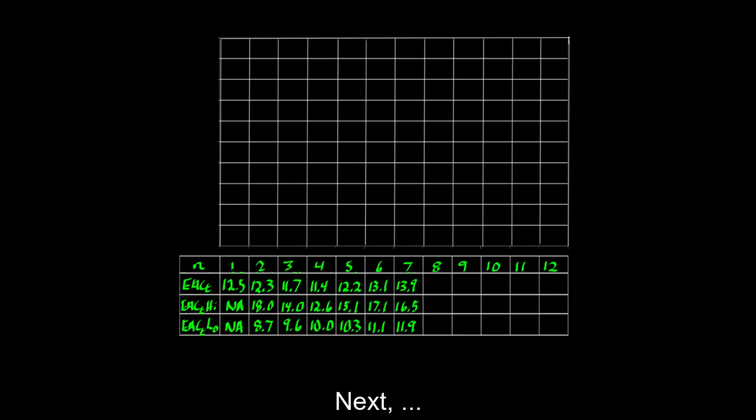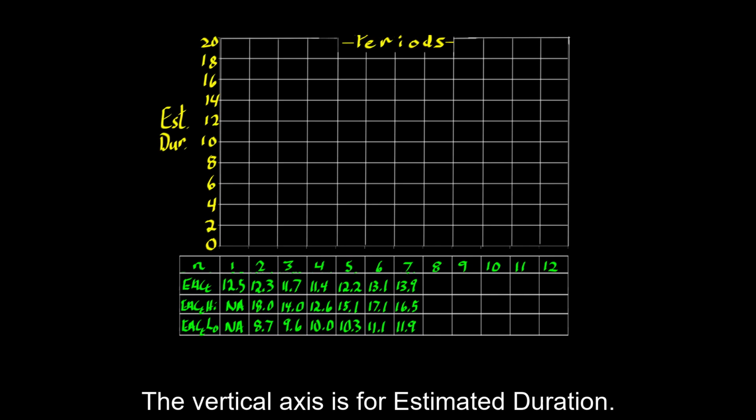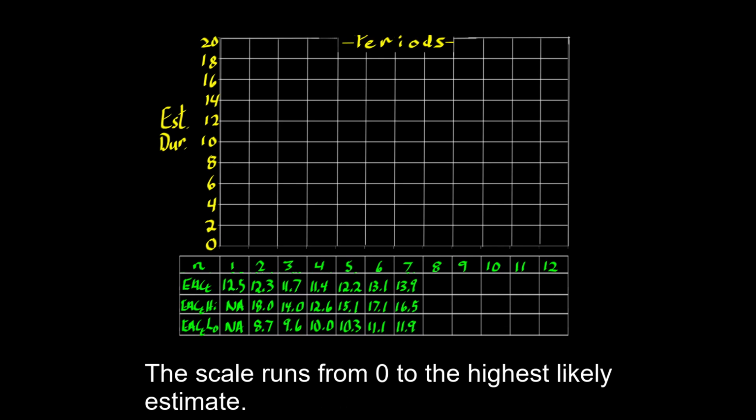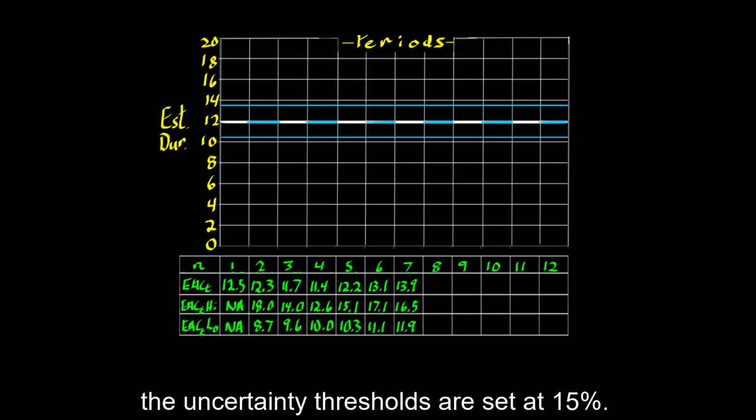Next, graph the estimates. The horizontal axis is for periods. The vertical axis is for estimated duration. The scale runs from 0 to the highest likely estimate. The planned duration is 12, and the uncertainty thresholds are set at 15%.